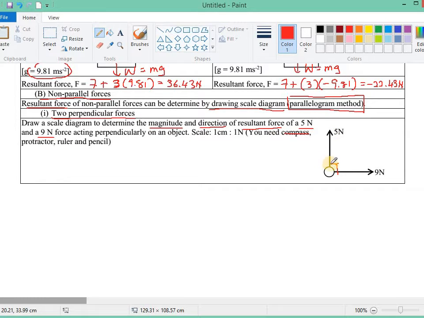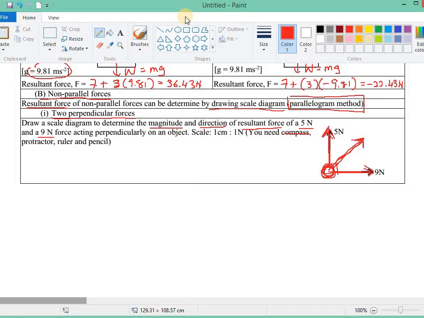We have a 5 Newton pull upwards. We have a 9 Newton pull to the right. What do you think? Where do you think this object will go? Logically, if you pull in this direction and this direction, the object will move somewhere in between here.